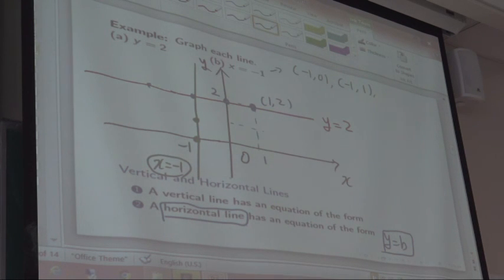So x is equal to negative 1 is a vertical line. A vertical line has an equation of the form x is equal to a. There is no y value, just x is equal to a. That is a vertical line.